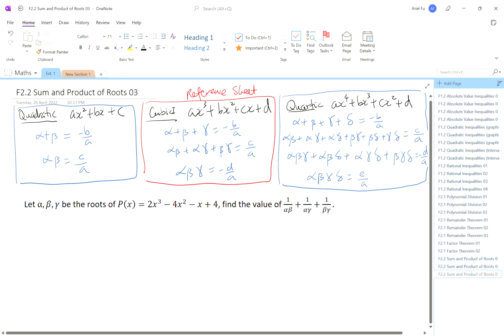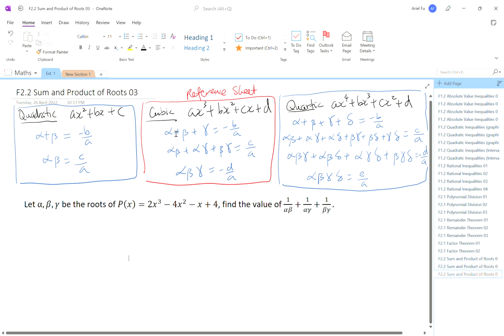Now, the stuff that is boxed in red is actually on your reference sheet, so you do not need to memorize it. And the good thing about this is, if you notice a pattern, it's very easy to remember the quartic, even though it looks very complicated. If you look at a quadratic, obviously you have a maximum of only two roots. So the sum of roots is negative b on a, and the product of roots is c on a.